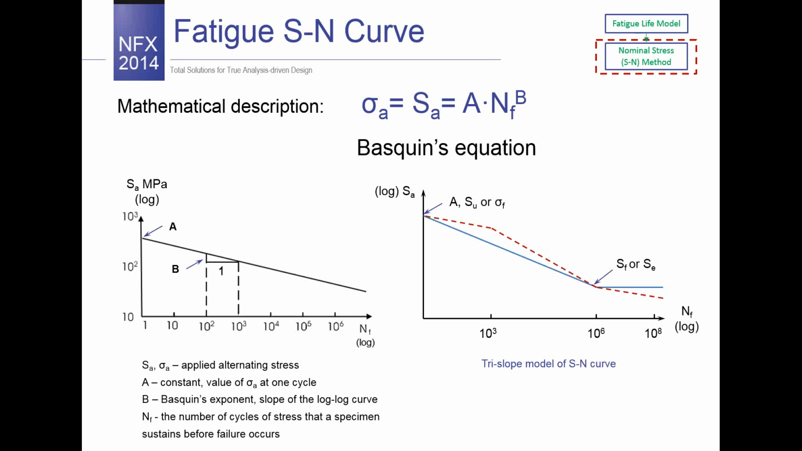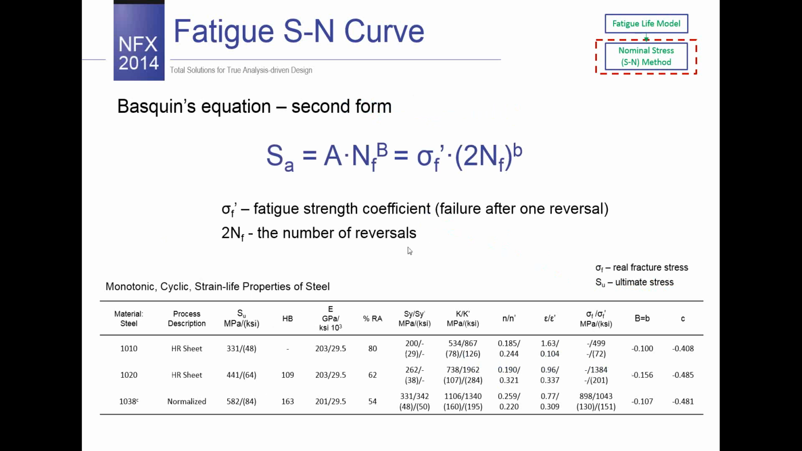So these constants A and B are determined from experimental data fitting to the above equation, and once again for smooth specimens. Another representation of the S-N curve is the tri-slope model, but this is actually not the main topic for today. On the next slide, there is a second Basquin equation in a second form, and I wanted to show you as well a table with some examples of the constants which are commonly used for this equation.